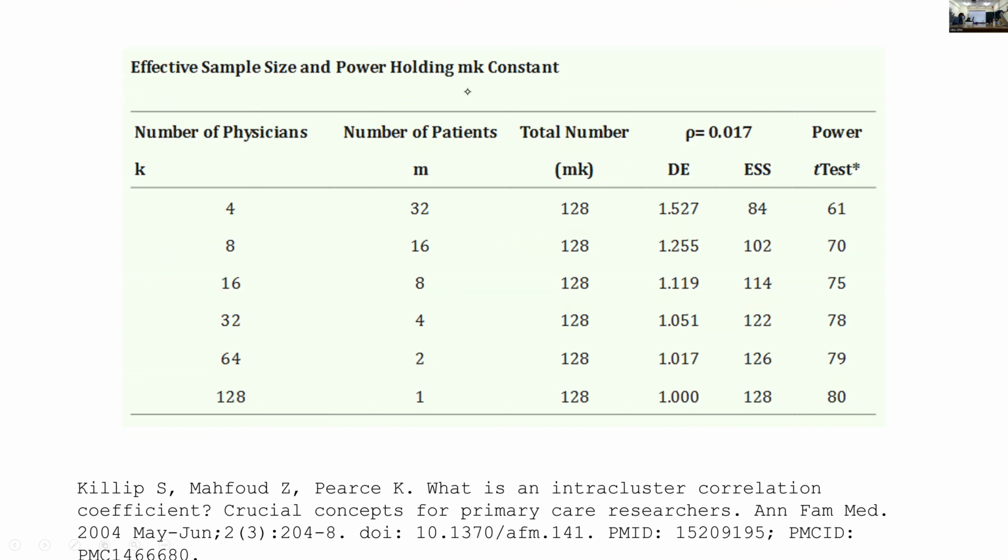Suppose you keep that MK constant and you increase the number of clusters and decrease the number of patients, you can see that the power automatically increases. Suppose I want to get a power of 80 and I have only 4 clusters, that means I must increase the number of patients to at least 80 per cluster to get the same power of 80.